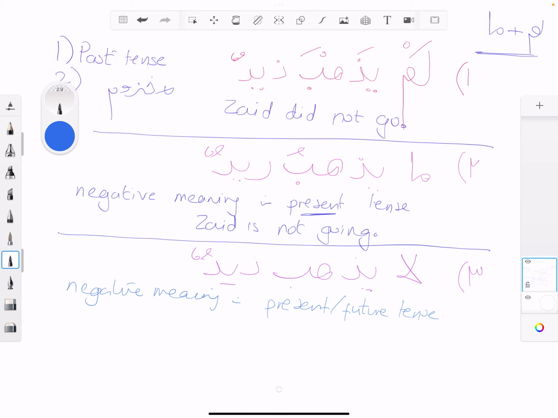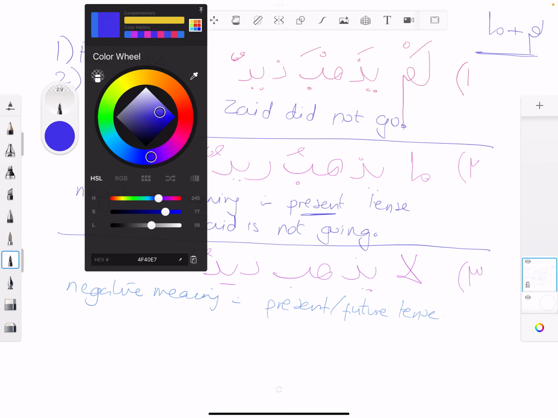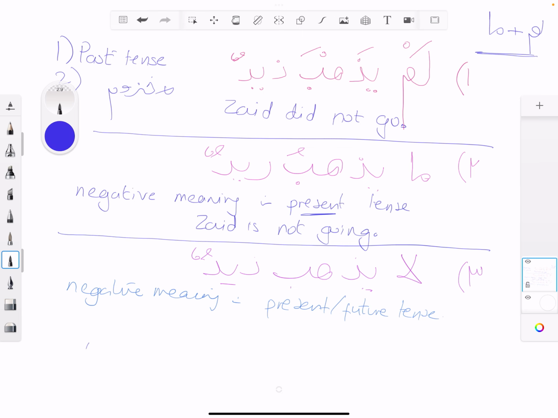Zayd. So the present would be Zayd is not going. Right? You could also say Zayd will not go. Or does not go. Zayd does not go into the future. Yeah? This will just take a little bit of digesting. So I'm not expecting you to remember this today. Okay, it's a lot to take in. So I get that.